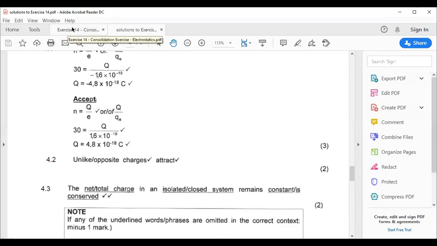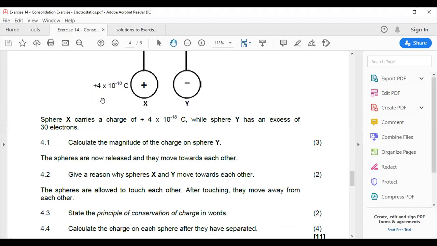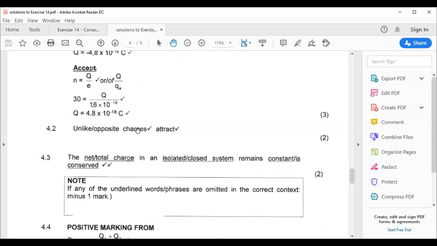Then you go to the next one, 4.2. Give a reason why spheres X and Y move towards each other. As you can see, X is positive and Y is negative, and we know unlike charges attract. So the reason they move together is because they have opposite charges, and opposite charges attract. So that's what we have: unlike or opposite charges attract. For 2 marks, you get that.